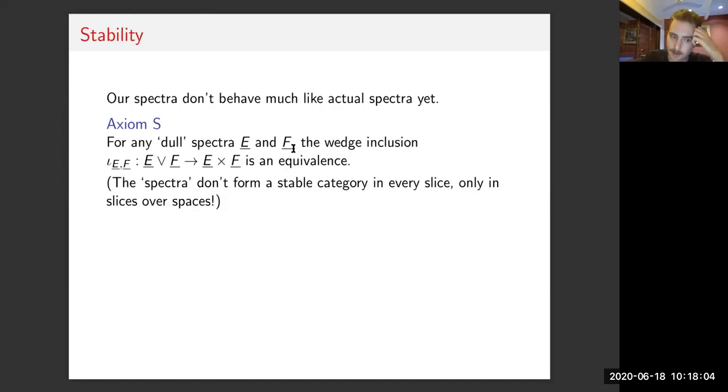The reason for this is that when we add an axiom as a term, we need to think carefully about whether the axiom holds in every slice category. And if we don't make this restriction, then it wouldn't, because if we're looking at the slice over a general context, which will correspond to an entire parameterized spectrum, then the spectra objects in that slice don't actually form a stable category in general, but they do if the context just consists of a space, right? So this restriction makes sure that these spectra only vary over the base space of the context, where we expect that axiom to hold.